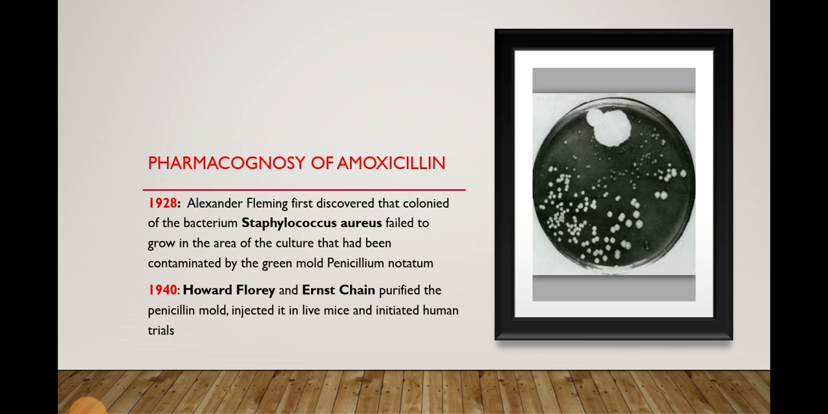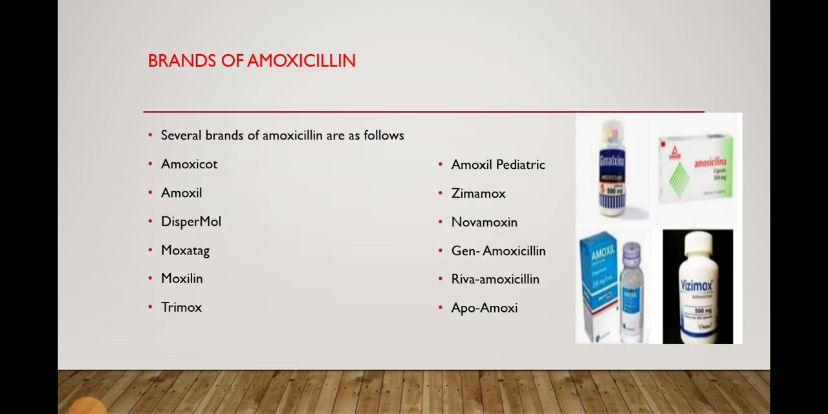Further on the pharmacognosy of amoxicillin, in 1928, Alexander Fleming first discovered that colonies of the bacterium Staphylococcus aureus failed to grow in the area of cultures that had been contaminated by the green mold Penicillium notatum. However, in 1940, Howard Florey and Ernst Chain purified the penicillin mold, injected it into live mice, and initiated human trials.